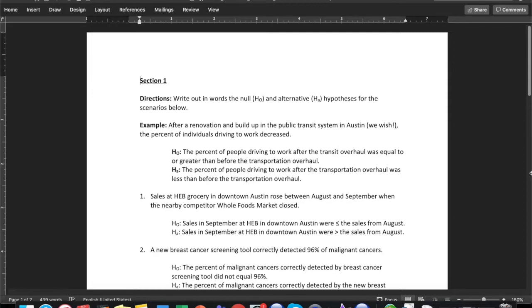So it's the opposite of what we're trying to prove. And then the alternative hypothesis would be the percent of people driving to work after the transportation overhaul was less than before the transportation overhaul. So that's what we're trying to prove.